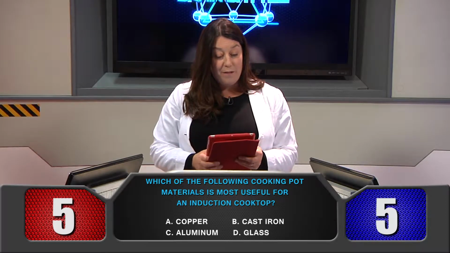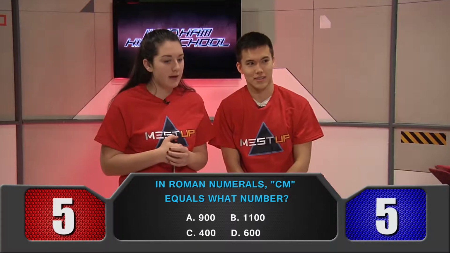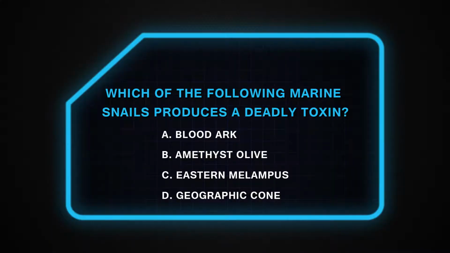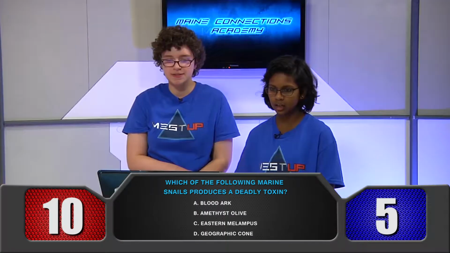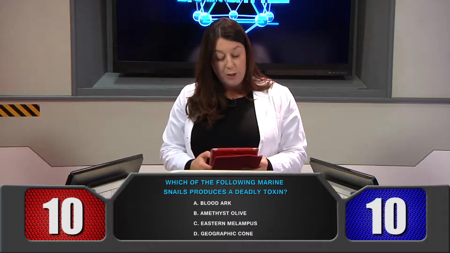And question 5. In Roman numerals, CM equals what number? Red team. 900. A. Correct. Which of the following marine snails produces a deadly toxin? Blue team. Would it be D, geographic cone? It would be. That is correct.